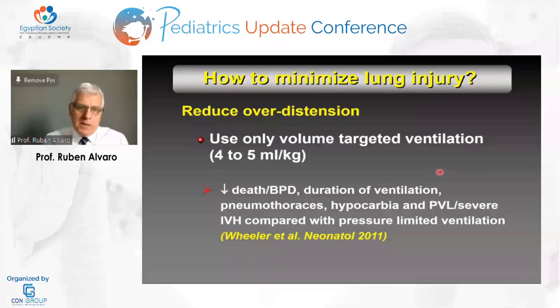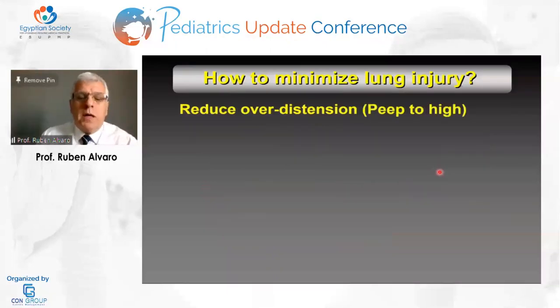There was a meta-analysis done by Wheeler in 2011 that showed that the use of volume guarantee decreased mortality, bronchopulmonary dysplasia, duration of ventilation, pneumothorax, hypocarbia, periventricular leukomalacia, and severe IVH compared to babies that were ventilated with pressure-limited ventilation without volume guarantee. So we know that volume guarantee, or volume-targeted ventilation, is much more physiologic and is associated with better outcomes than not using it. Another way to reduce overdistension is to be sure that the PEEP you're using is not too high.